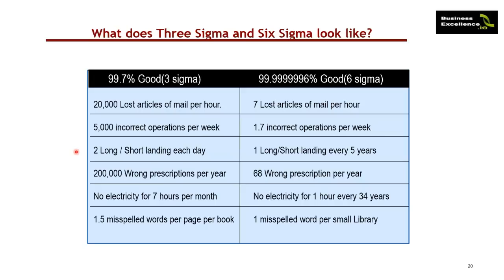3 sigma performance, 2 long or short landings every day, as opposed to 1 long or short landing every 5 years. No electricity for 7 hours per month versus no electricity for 1 hour every 34 years. 1.5 misspelled words per page per book, as opposed to 1 misspelled word per small library. So you can see in some cases here, the performance is very much relative to the situation that you're involved in.